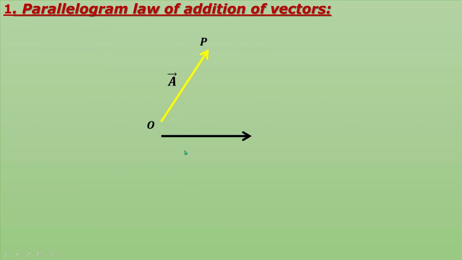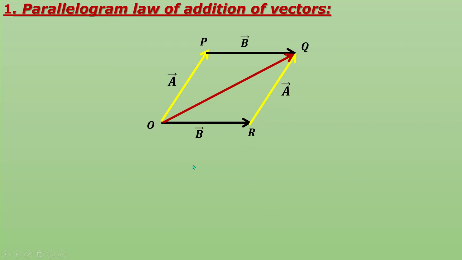OP vector is equal to A vector, OR is equal to B vector, acting at a point O. Then A and B are taken as adjacent sides of a parallelogram. That means we have to make a parallelogram OPQR. As OPQR is a parallelogram, these and these are the same. Then the diagonal, that means OQ, denotes the sum of these two vectors.